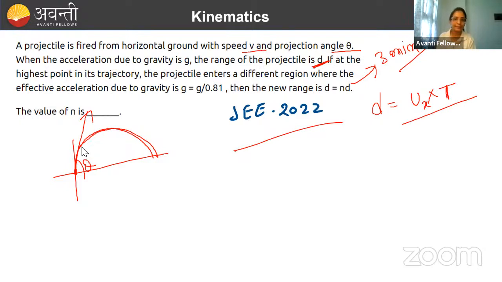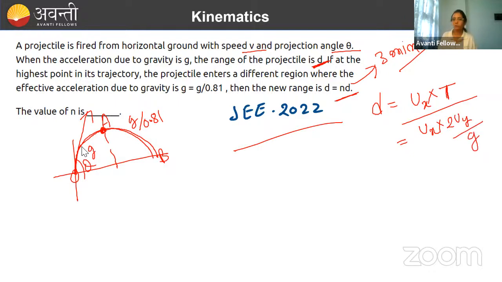Again, what is happening in the second case? In the second case, at the highest point, up to this O to A, acceleration due to gravity was g, and from A to B, acceleration due to gravity is how much? g divided by 0.81. And now it is saying that the range is becoming nd. So what will be the value of n? So what will be the range? First thing, you just try to see for the first case, when the acceleration due to gravity is g throughout, what you will be writing? ux into time of flight, which will be 2uy by g. So this thing you are going to write.